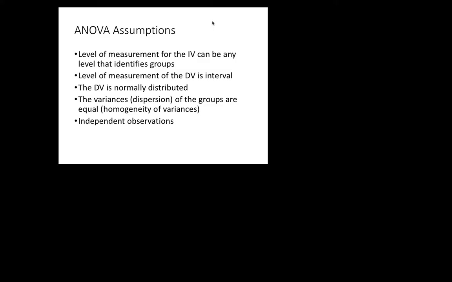And so just make a note that your independent variable clearly identifies groups. Ideally, it is something that's measured nominally, but in some cases it might be an ordinal measure of some type. That is, low, medium, high income would be an ordinal measure that would also work. And then the dependent variable, just like regression, would be interval or higher. So interval or ratio level.